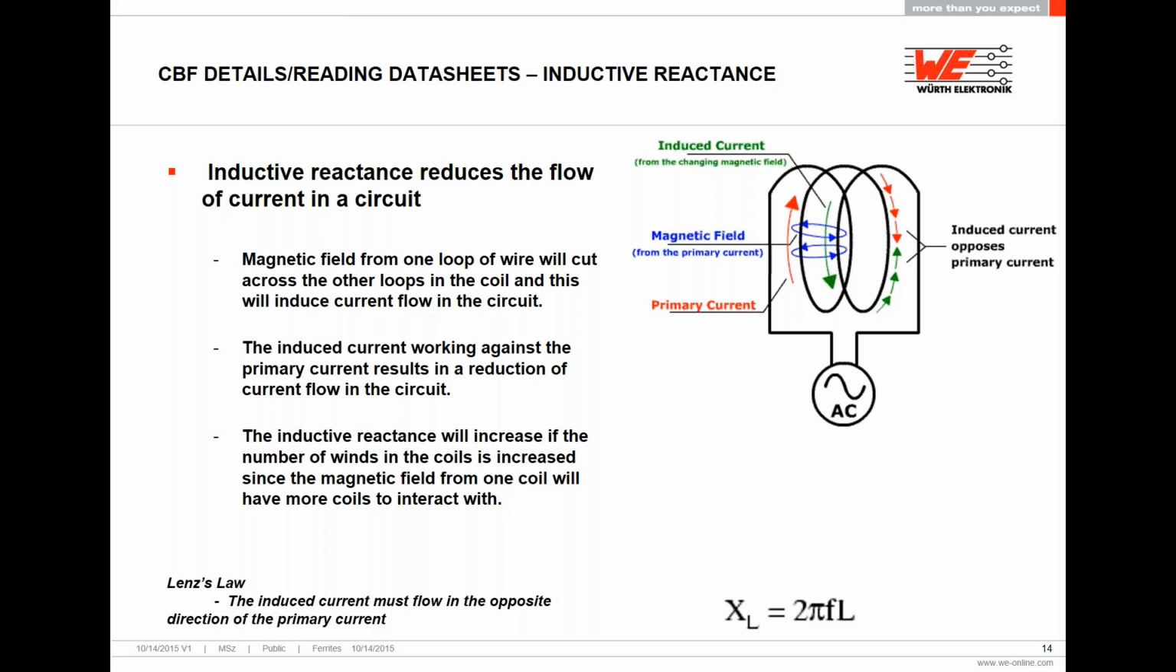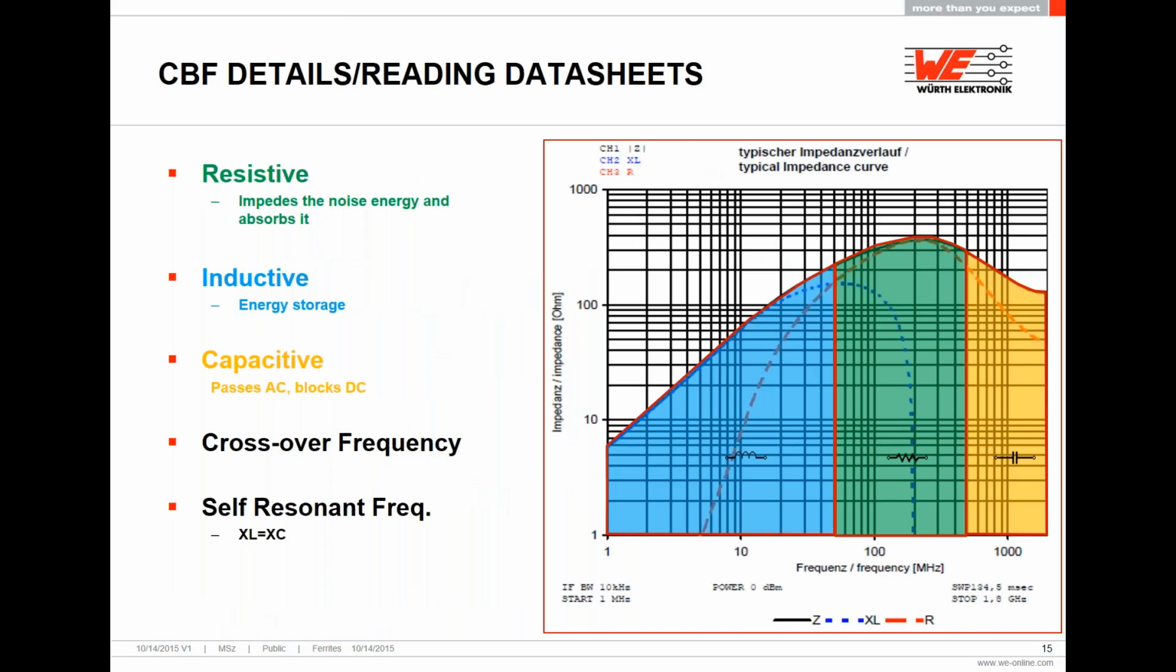As mentioned previously, a chip bit ferrite has inductance, it has resistance, and it has capacitance. You can see these characteristics shown in the blue, green, and yellow areas of the graph on the right of this slide. This is what you see in a typical datasheet of a chip bit ferrite. I would like to remark three curves that are shown here. First we have Z, which is the impedance. This is the main curve of the graph.